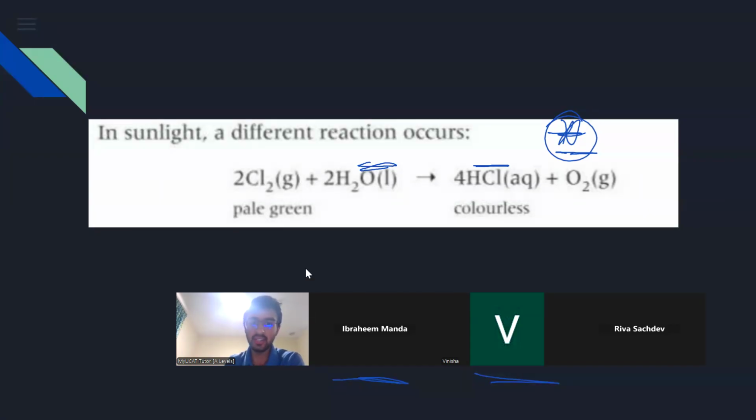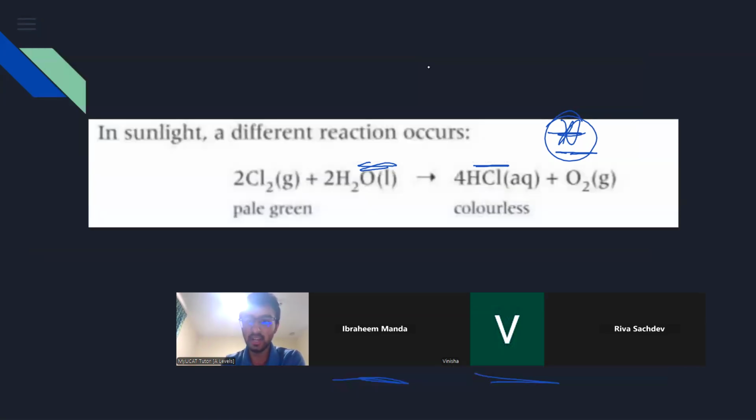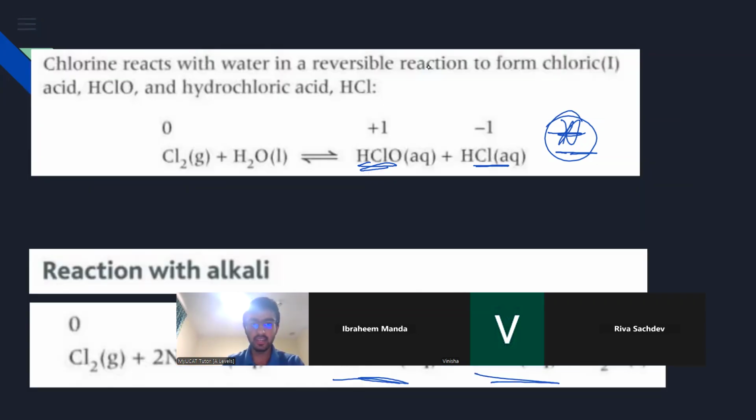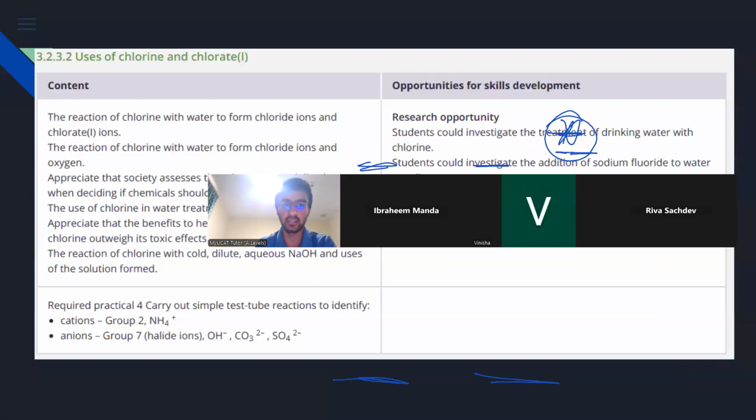Okay? So that's the only thing that sometimes people trip up on. Chlorine plus water usually is going to make HClO plus HCl. It's the same for bromine, same for iodine. But in sunlight, it makes HCl plus O2. So that's something you'd like to write down. In sunlight, we've got HCl plus O2. But normally, we have HClO plus HCl for water, or NaClO plus NaCl plus H2O for alkali.